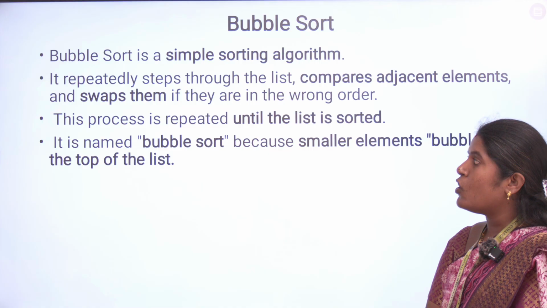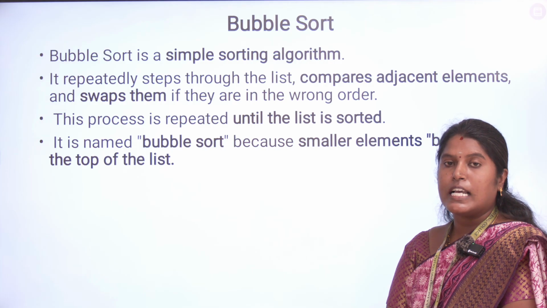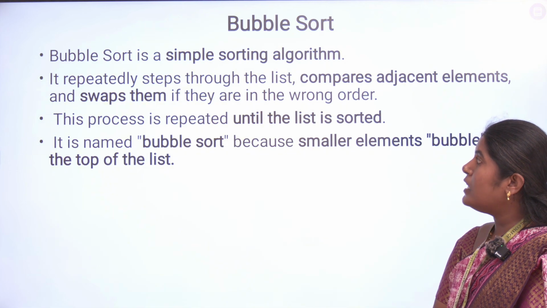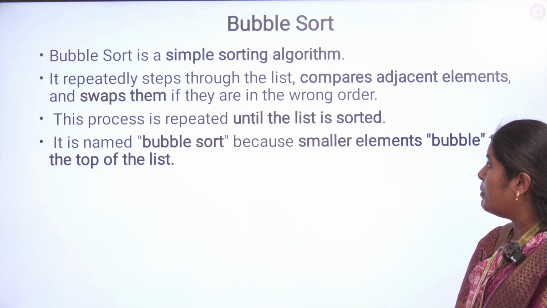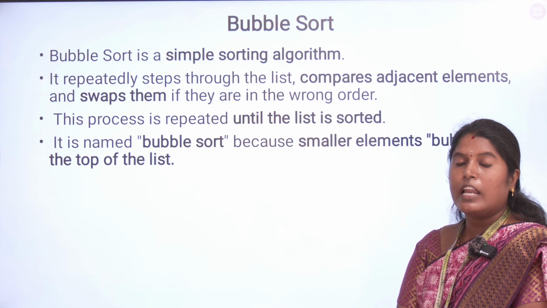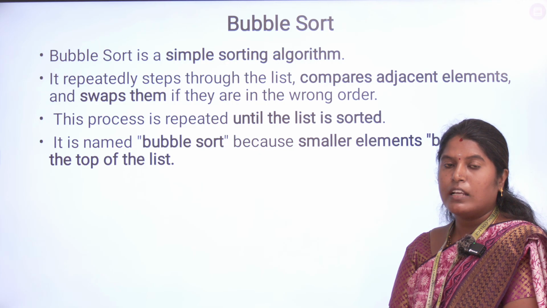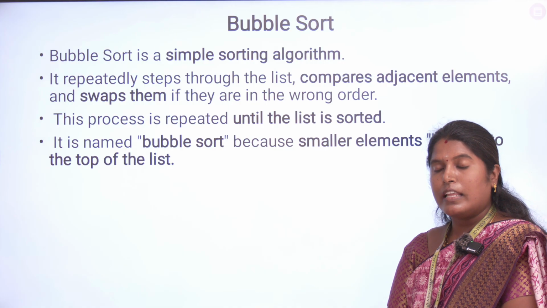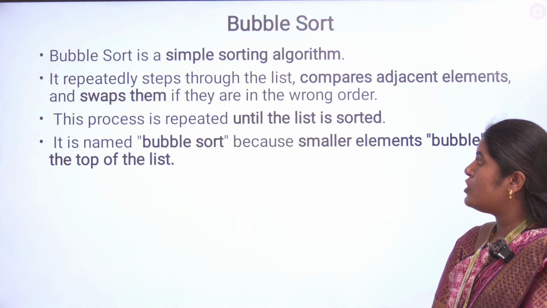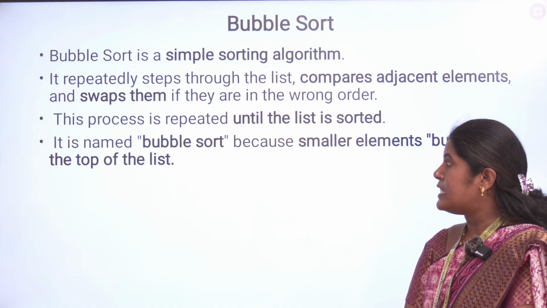Bubble sort is a simple sorting algorithm. Even though there are several algorithms implemented for arranging the elements in ascending or descending order, the bubble sort algorithm is the simplest sorting algorithm. It repeatedly steps through the list, compares the adjacent elements and swaps them if they are in the wrong order. It works by comparing the adjacent elements, and if the compared element is greater than the adjacent element, then the compared element and the adjacent element are swapped. This process is repeated until the list is sorted. So bubble sort works until the elements are arranged in ascending order or in descending order.